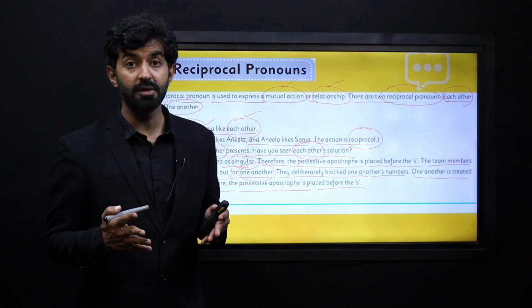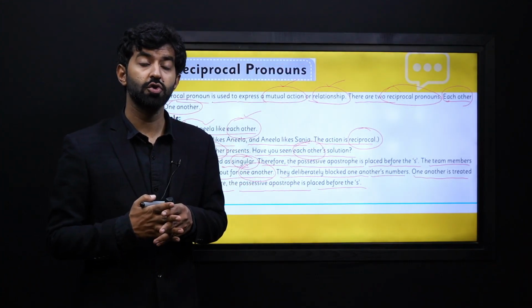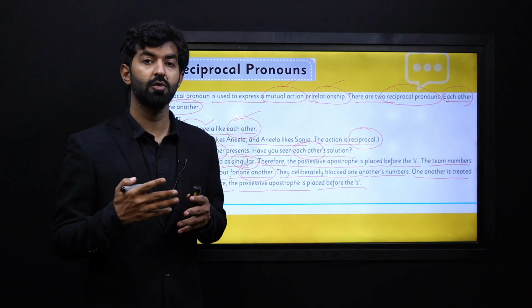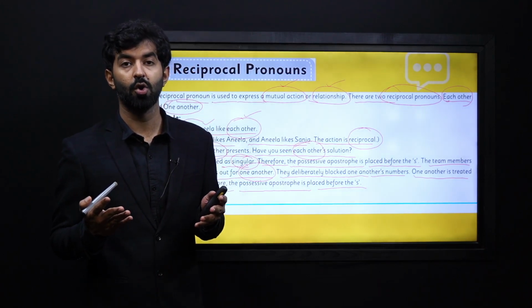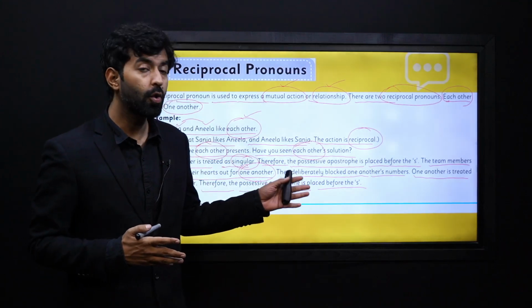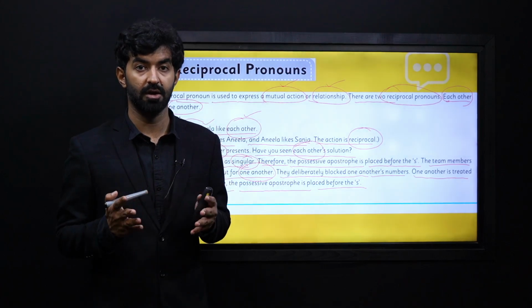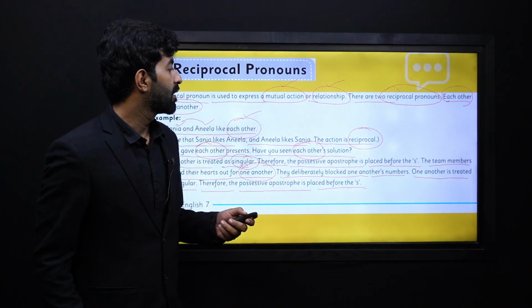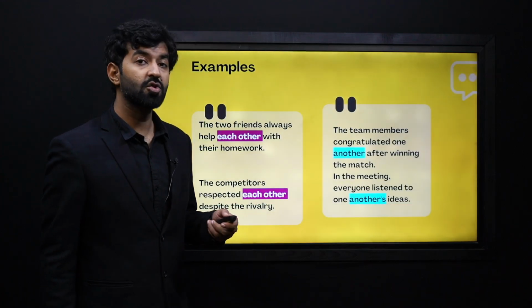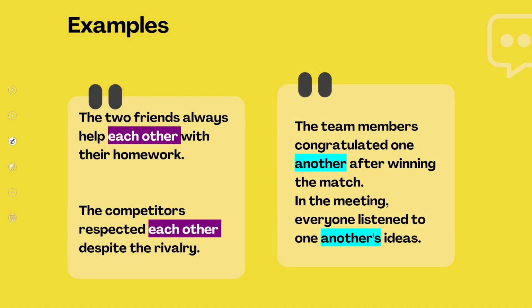So, my dear learners, if you want to show possessive apostrophe, you will use them like we normally use it, and both these each other and one another will be used as a singular. Now, let's look at some more examples.